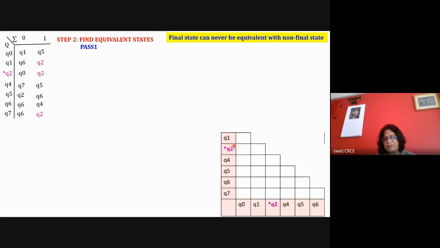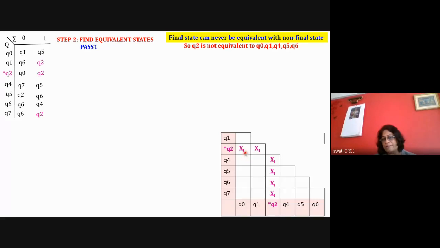Once you identify the final state in the square, you just look at this state, and we can say that Q2 is not equivalent with any other state. So you write down the statement that Q2 is not equivalent to Q0, Q1, Q4, Q5, Q6. Then look at the square optimization technique and you write down a cross, which means it is not equivalent. I have identified that in pass one. Finding equivalent states contains two passes; it is a two-step procedure. In the first step, I have identified that and you write it down in the beginning itself.